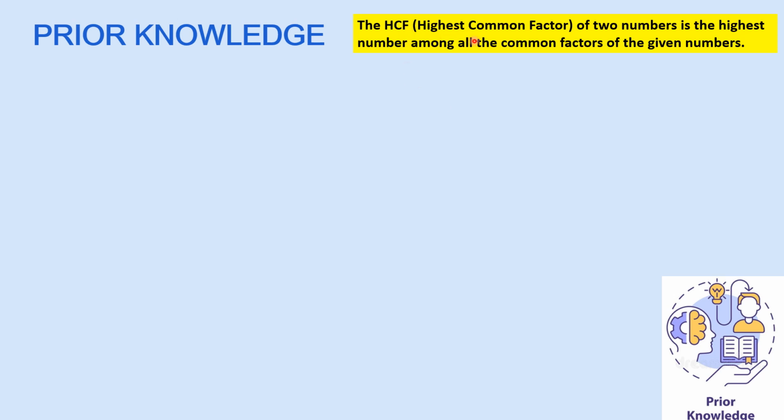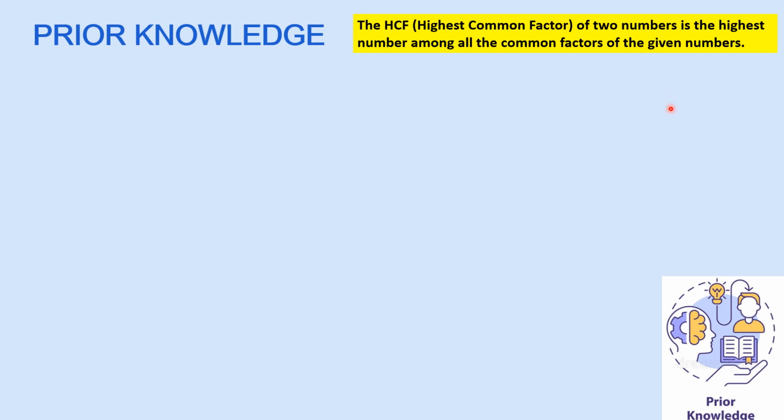Before we start to learn about how to do simple factorizing, let's check your prior knowledge. Do you remember about highest common factor? Well, you have learned about highest common factor in numbers topic, right? So let's do a bit of review. The highest common factor or HCF of two numbers is the highest number among all the common factors of the given numbers. So how to find the HCF of two numbers?